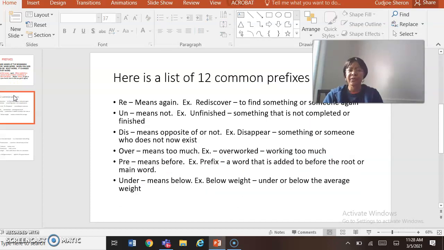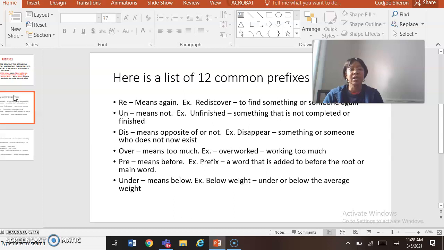I'm just going to go through them very quickly. Re means again. We said that. So the word rediscover means to find something or someone again. You had it, you lost it, now you got it back again. Now notice that the word discover, and you have to be able to identify the main or root word. Discover is a main or root word. So when you put re, the prefix, in front of it, like I said, it changes the meaning.